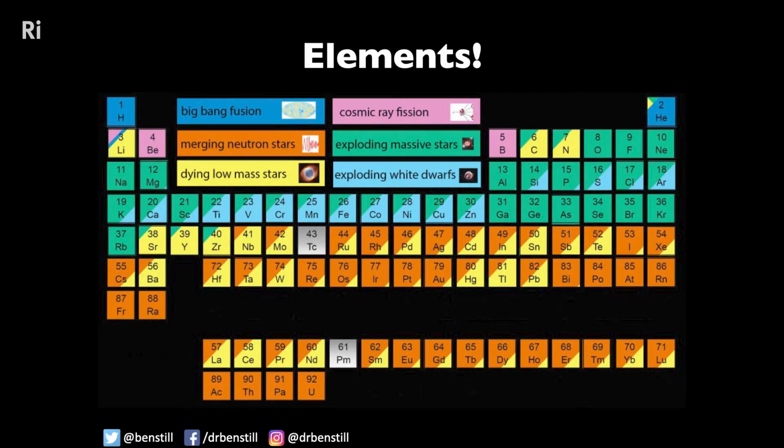Technetium and promethium had to be created in particle accelerators. Actually, promethium was found in the decay, in the fallout of an atomic bomb. These elements only exist for short periods of time, so we wouldn't find them in nature naturally.